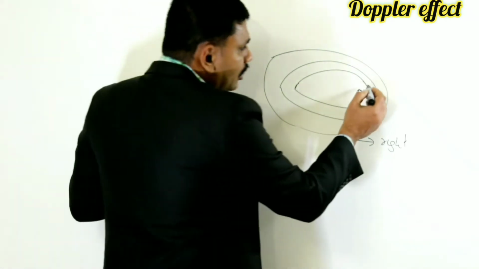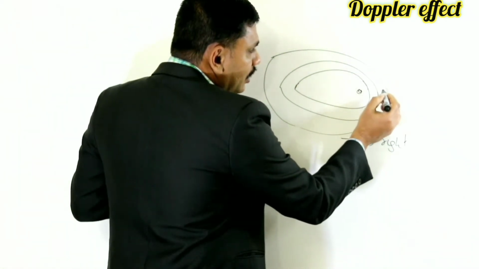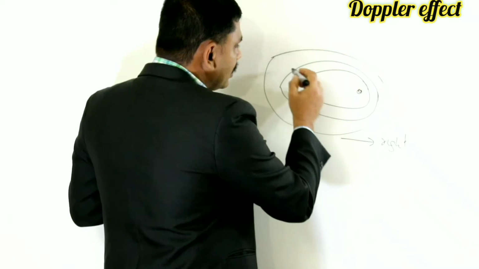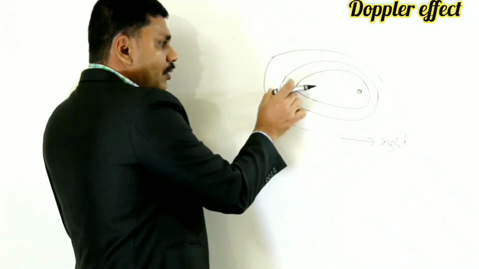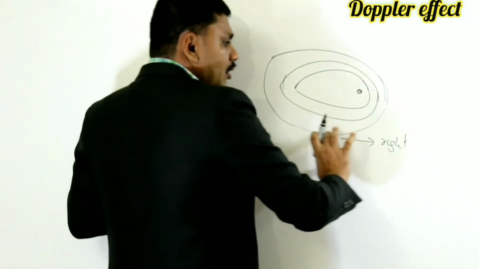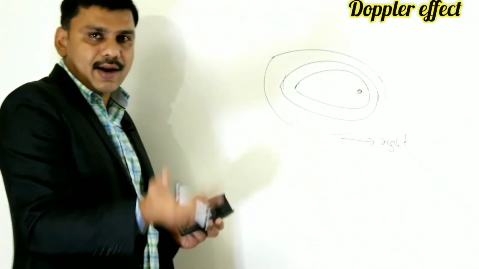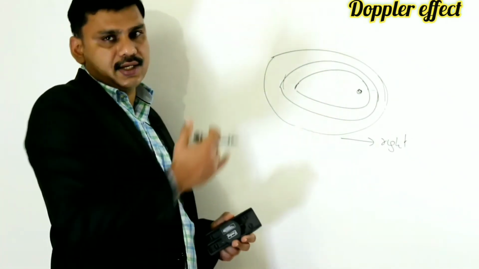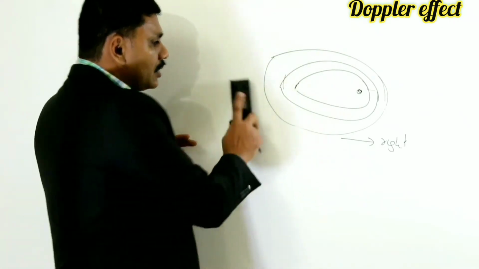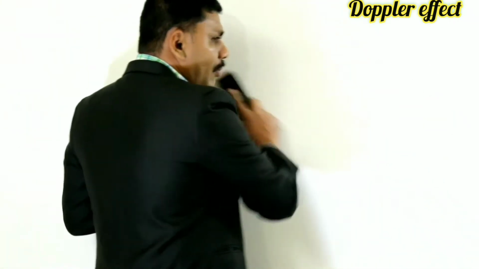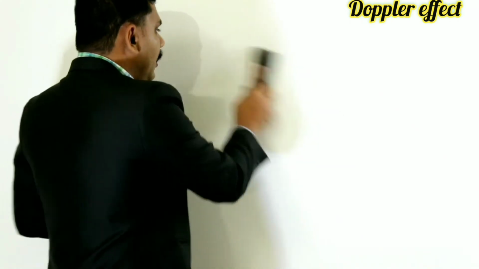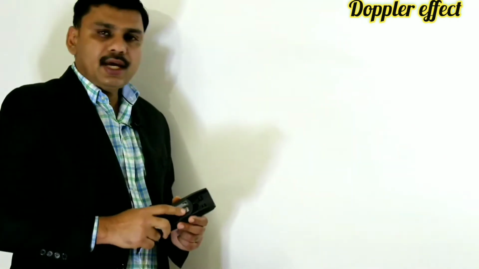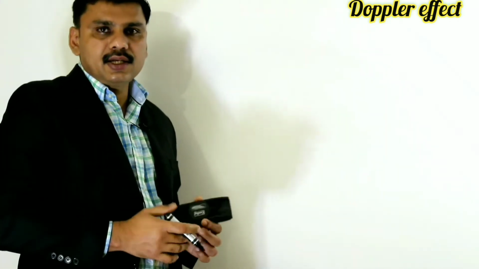So here the gap is decreasing. Here the gap is more. So this means the source of sound is moving towards the right, and the frequency is increasing. So these diagrams you have to keep in mind. Then we can go for the numericals in Doppler effect.